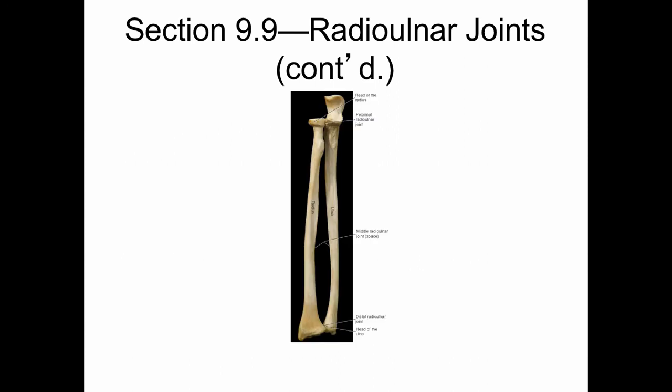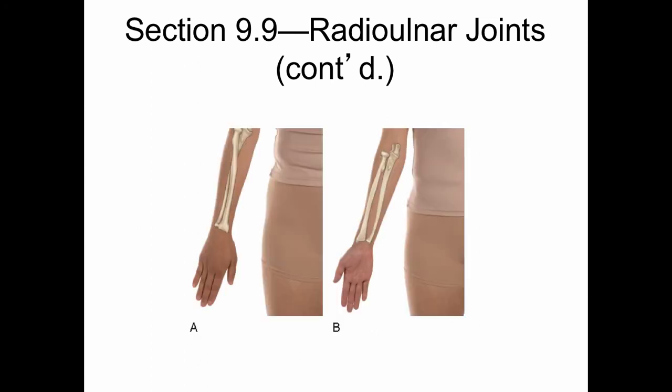The proximal radioulnar joint is located between the head of the radius and the radial notch of the ulna. The middle radioulnar joint is located between the shafts of the radius and ulna. The distal radioulnar joint is located between the head of the ulna and the ulnar notch of the radius. Pronation and supination are joint actions created by a combination of motions at the proximal, middle, and distal radioulnar joints. Figure A illustrates pronation of the right forearm. Figure B shows supination.